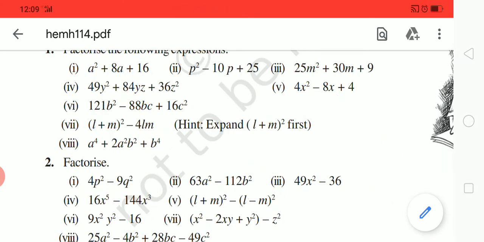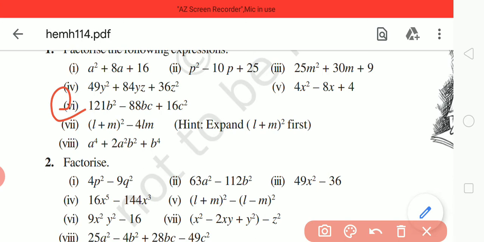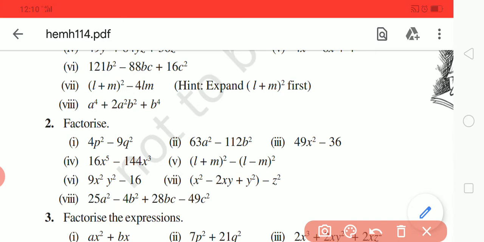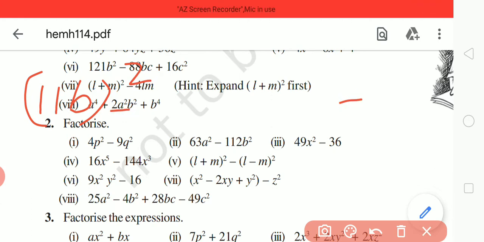Now let us start part number 6. You can see 121 is the square of 11, 16 is the square of 4. Also we have been given the square of the variable. So first and last are both perfect square terms. So you can write 11b square, right? This will become 121b square, again sign of the middle term, and the last term is 16c square, so you can write 4c square, right?